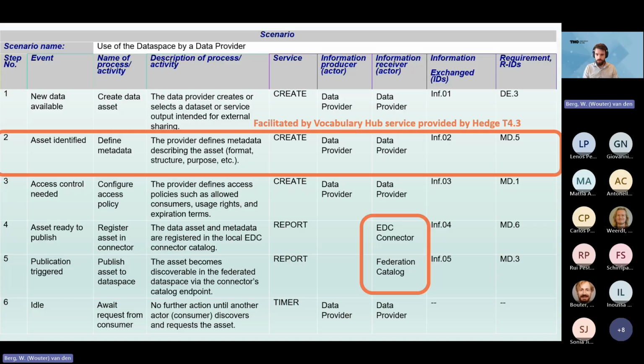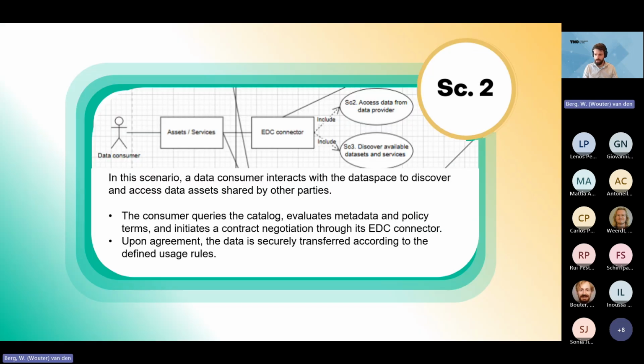So, as I'm saying, we are here, with the vocabulary hub, to provide assistance in step 2, which we facilitate by the vocabulary hub service provided by us. And the purpose of this definition of metadata is to get it captured by the IDC connector, also marked with the orange line, and the catalog at the end. So there's an interdependence here, but we won't go into detail about how these two components work. This is for another time.